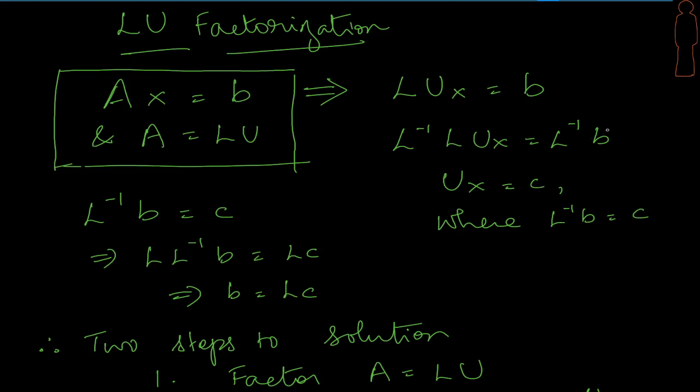If B is a column vector, some matrix times that vector will also give me another vector, right? So this C is a column vector and not a matrix. Since we are assuming L inverse B equal to C, just by doing a pre-multiply of L on both sides, what we get is LC is equal to B.